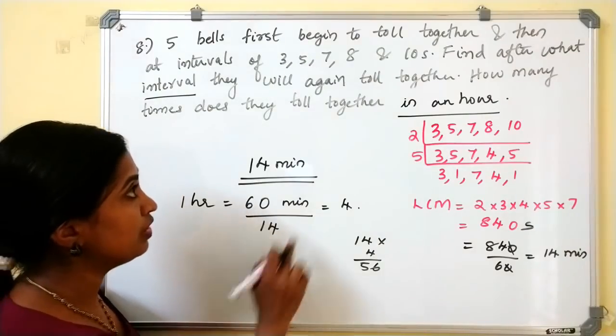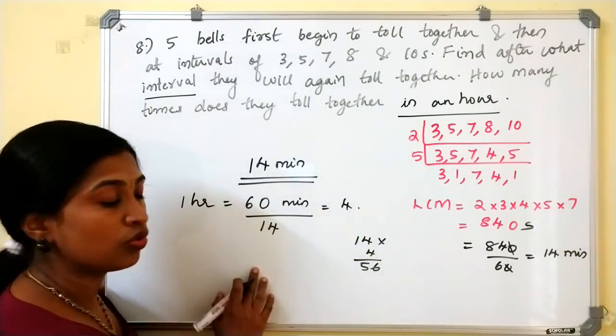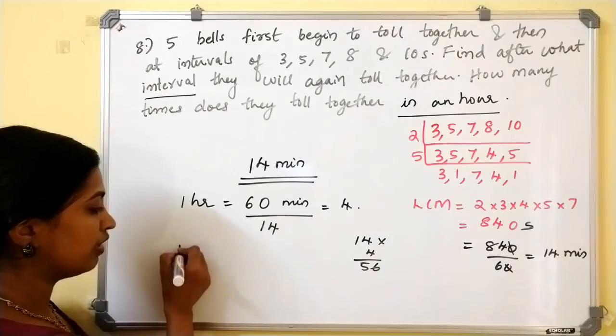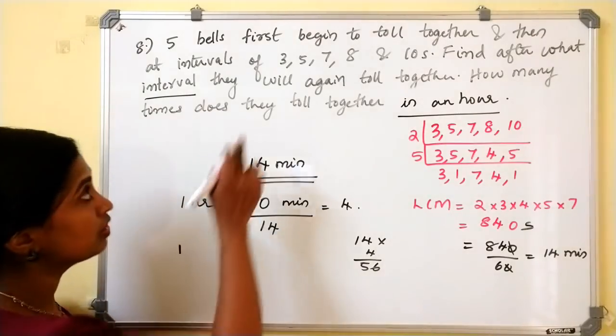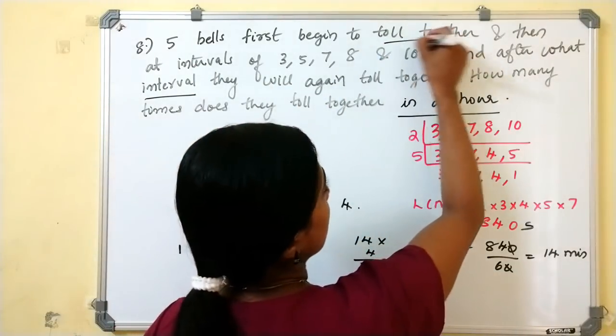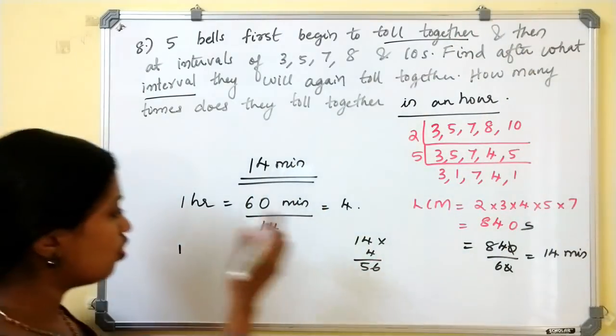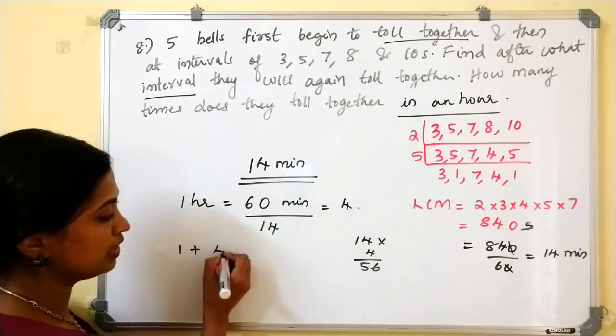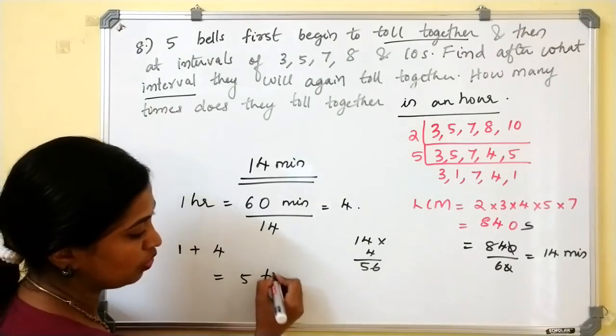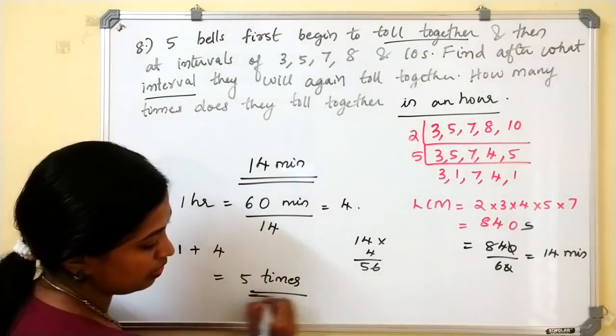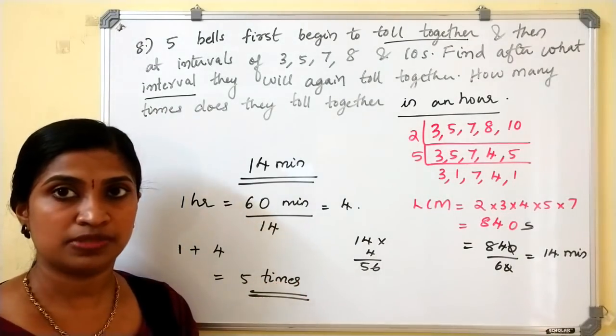So we are asked to find in an hour, how many times they toll. They toll once at the zeroth interval, when they started tolling, they begin to toll together, and then at intervals. So 1 plus this 4. That is, in an hour, 5 times they toll together. So the answer is 5 times.